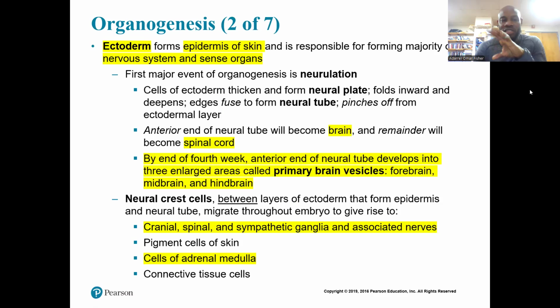So the ectoderm, the outer layer, forms the epidermis of the skin and the nervous system, majority of the nervous system, and your sensory organs. Okay, know that. So we have the anterior end of the neural tube will become the brain, remainder will become the spinal cord by end of the 4th week. Anterior neural tube develops into 3 enlarged areas: primary brain vesicles, forebrain, midbrain, hindbrain. We also have the neural crest cells, cranial, spinal, sympathetic ganglia. Remember that from the nervous system. Cells of the skin, cells of the adrenal medulla, connective tissue cells.